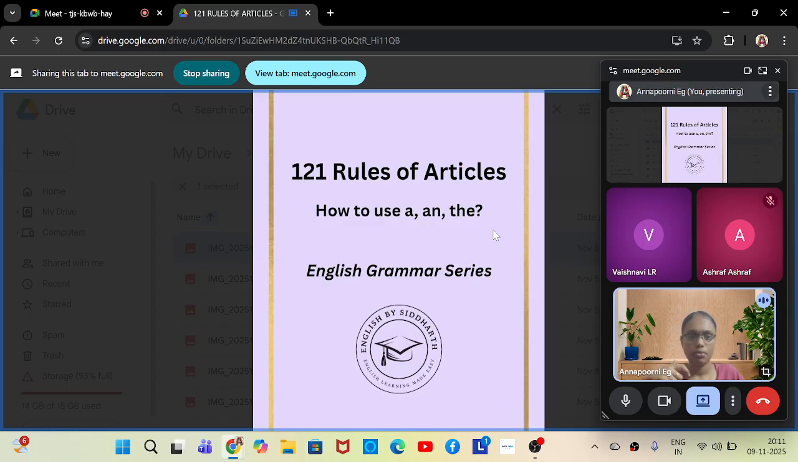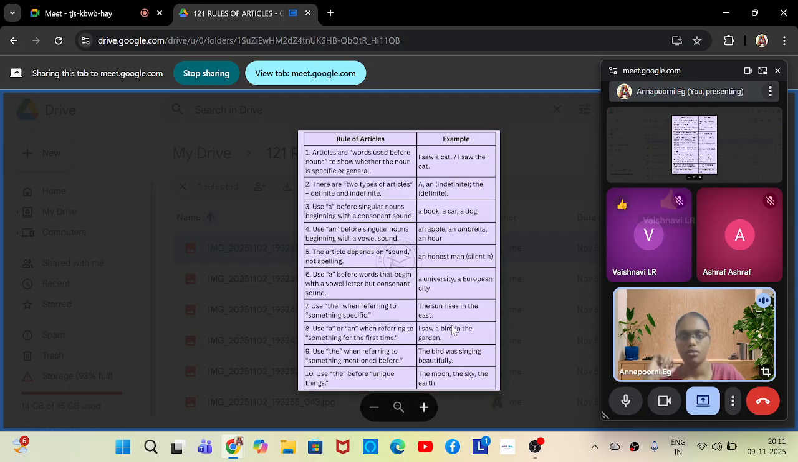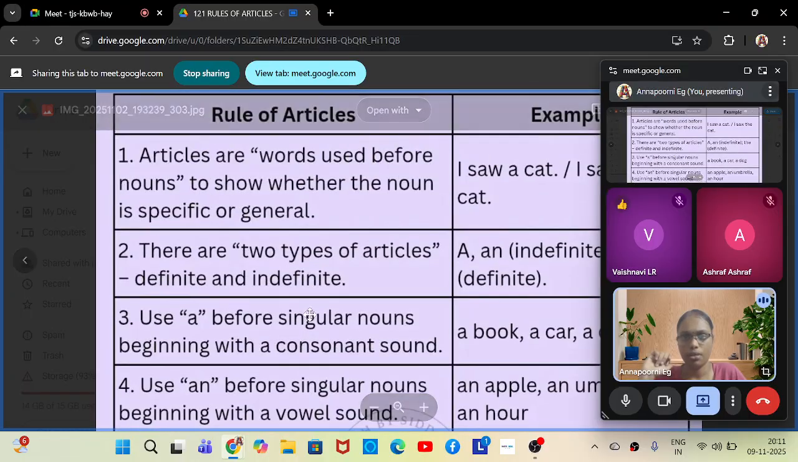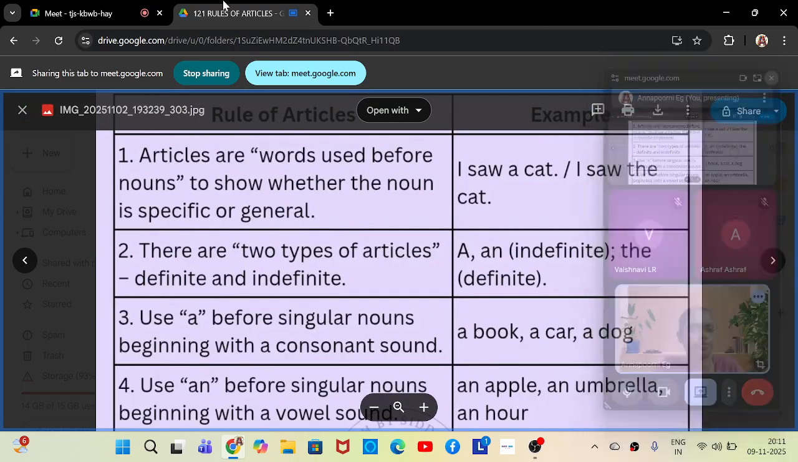Now we are going to look into each rule one by one about how to use articles. Is it clear? Shall we start? So let's look at the first 10 rules now. According to the first rule, articles are words used before nouns to show whether the noun is specific or general. As we said before, articles can be used to show specific nouns as well as general nouns. Now we have two examples here. Can you read them, Vaishnavi? Yes, ma'am.